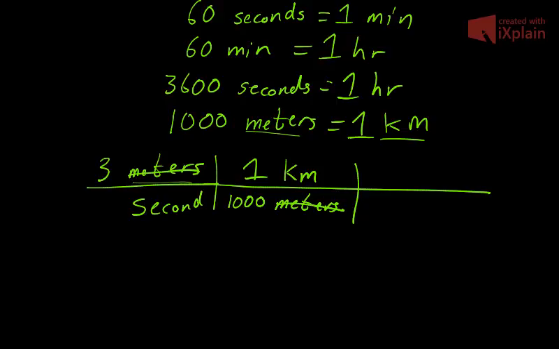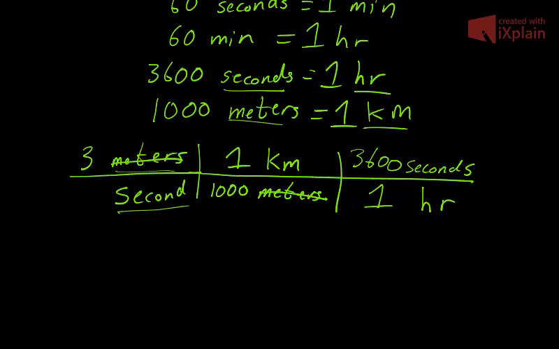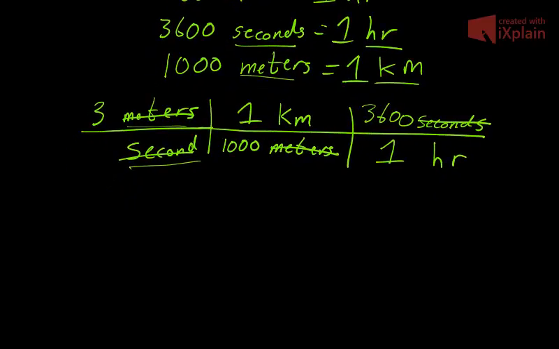But I still have this second here that I need to get rid of. So since it's on the bottom, to cancel it out, I need to write seconds on top. And I know that 3,600 seconds is equal to 1 hour. I'll put hour on the bottom, which is the one that I want. And I'll write 3,600 seconds is 1 hour. Seconds is going to cancel with seconds, just like that. And I should be able to multiply this all out.